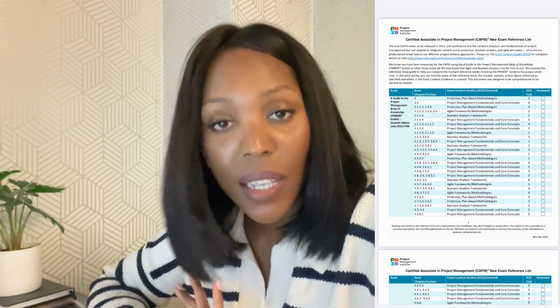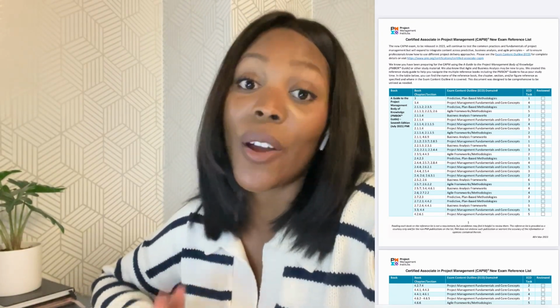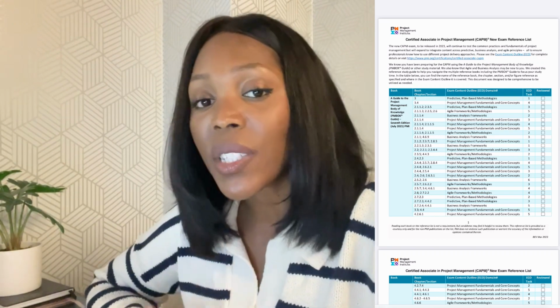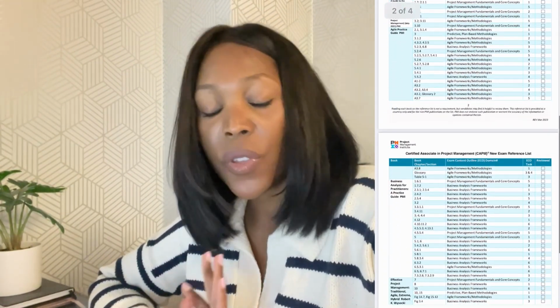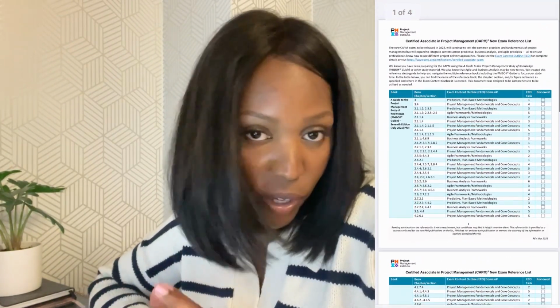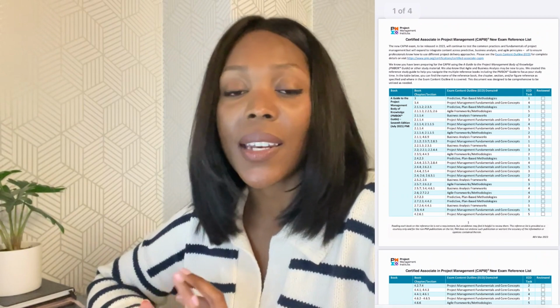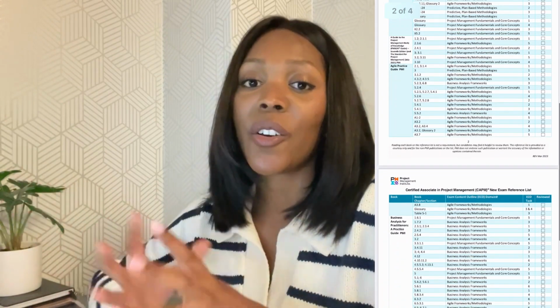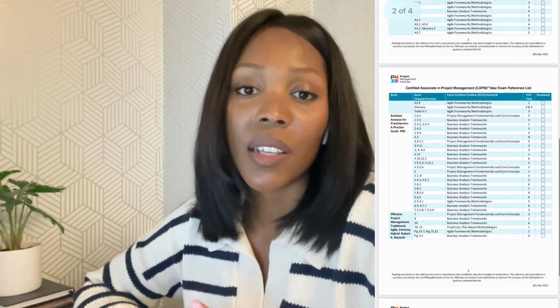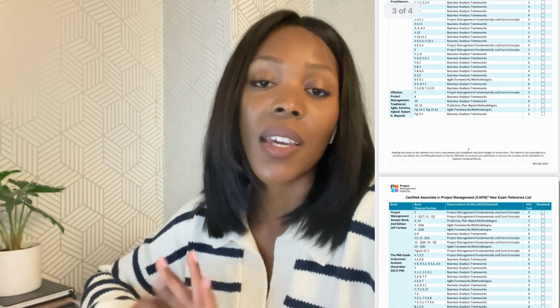So next is the exam reference list. So the exam reference list is a study guide that's provided by PMI. So there's so many books that you would have to cover in order to prepare for the exam, and it might be a little overwhelming for some people. So the exam reference list is a study guide that helps narrow your focus to specific areas of each of these books that are being covered on the exam.